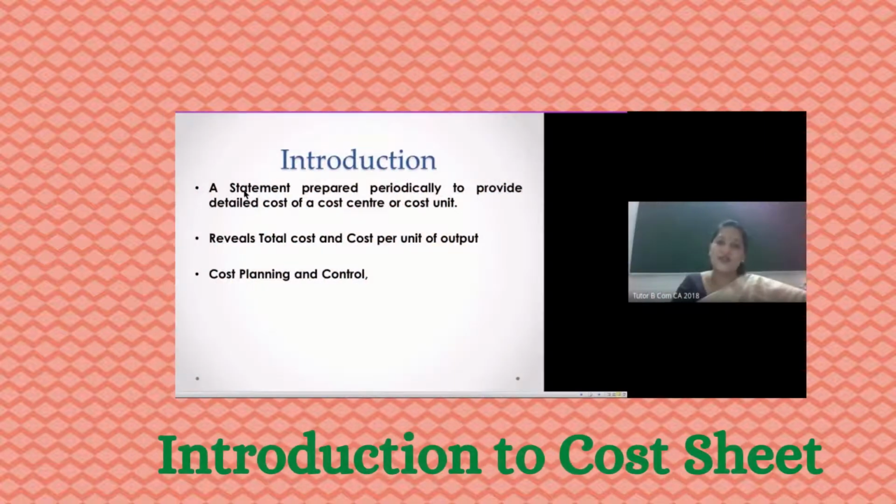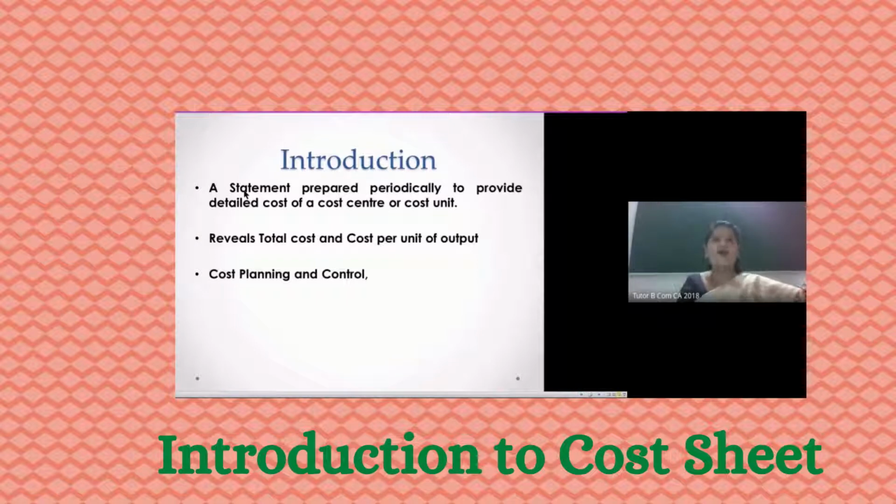I said we are going to discuss the cost sheet. It is a statement prepared periodically to provide the detailed cost of a cost center or a cost unit. A cost center can be a department, or an organization's production unit as a whole. It can also be the manufacturing of a particular product line, depending on the condition.